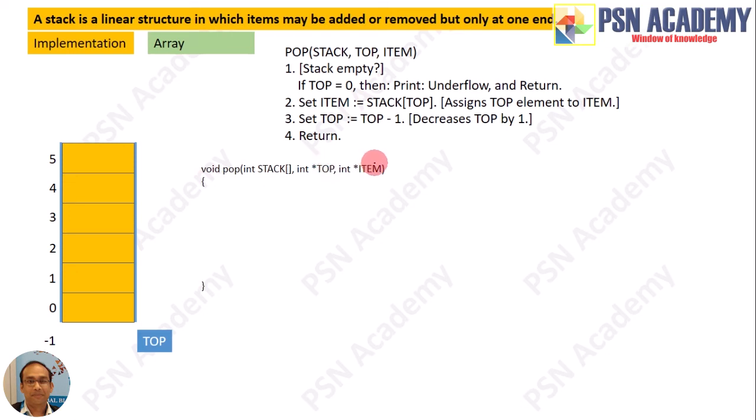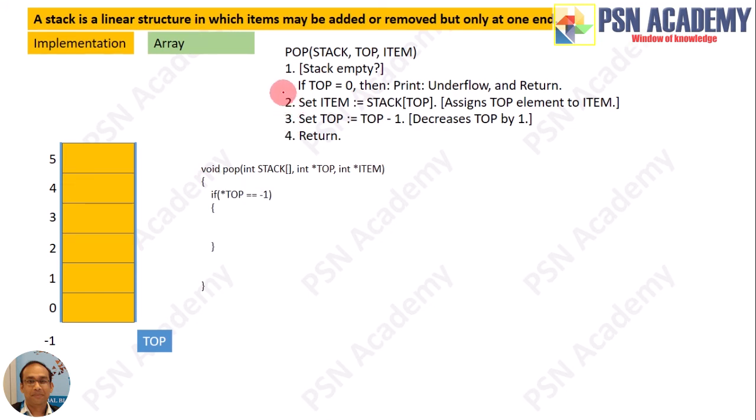The same argument goes with this item here. The algorithm says that item is a variable, but we are taking pointer variable here because the popped item is to be sent back to the main item variable inside the main function. Why? Because with that item variable, the main function may do something else. So here also we have taken a pointer variable item as a third parameter, right?